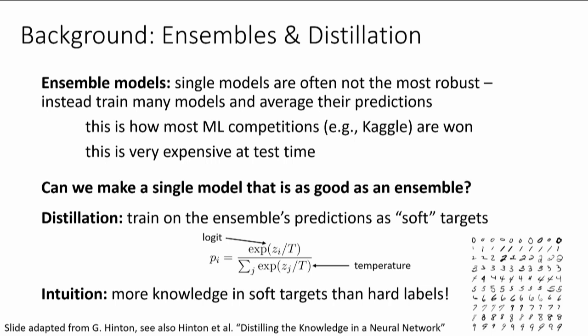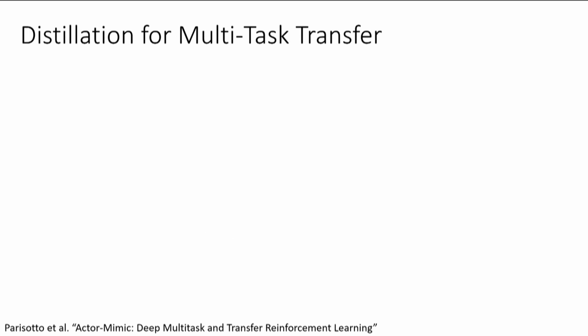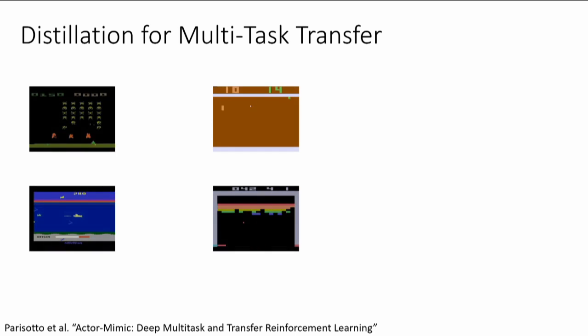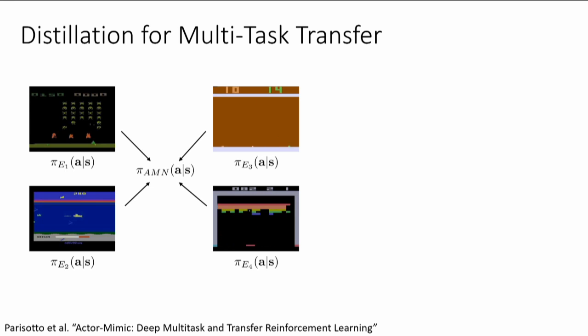So in much the same way, we're going to be doing distillation on an ensemble of policies, except now these policies will be trained on different tasks. So they'll actually have different knowledge. So for multitask transfer, the general scheme is that we'll learn a separate policy, pi subscript e, on different tasks. Maybe we learn one policy for playing Space Invaders, one policy for playing Pong, and so on. And then we'll use the same distillation procedure to distill all of these policies together into a single policy that can play all of the games.